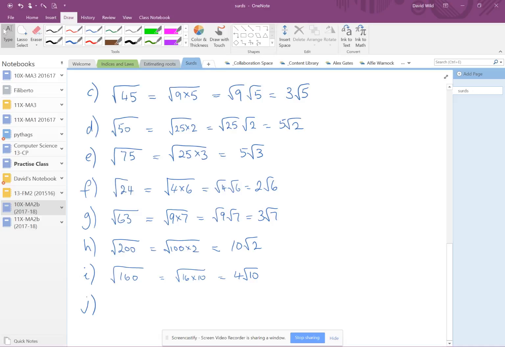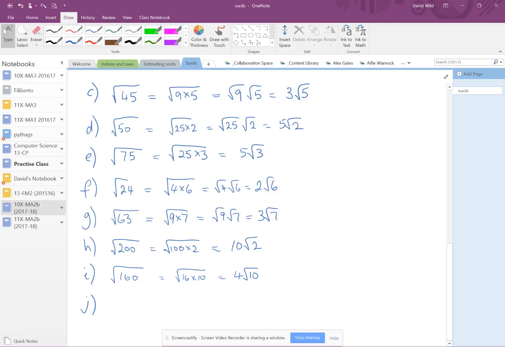D, root 50. Remember, we're thinking of as big numbers as we can. So rather than thinking about 50 factorising into 2 and something, try and think of the biggest possible numbers. Run down from your largest square numbers backwards. The largest square number to try is 7 squared, that's 49, and 1. But that doesn't factorise 50, so that's no good. And then 6, and then 5, etc. So root 50 is root 25 times 2, and root 25 is 5, so it's 5 root 2.